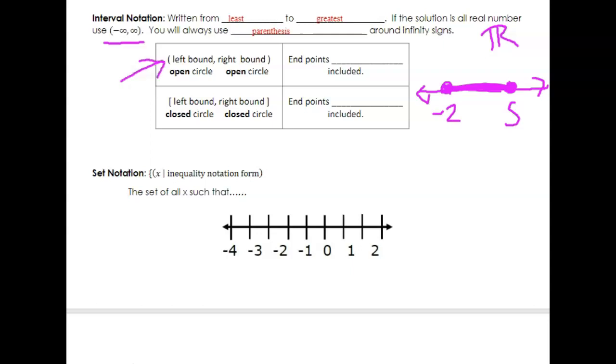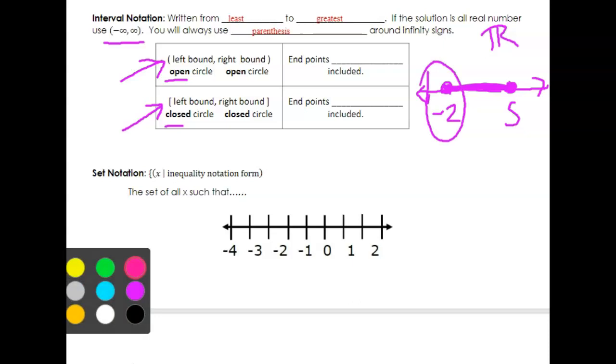So the way that you would write this is shown right here. You would start out with either a parenthesis or a bracket, depending on if you have an open or a closed point on the left. So here I notice that I've got a closed point. So I would definitely use a bracket because I do have that closed circle right here. I would write my -2.